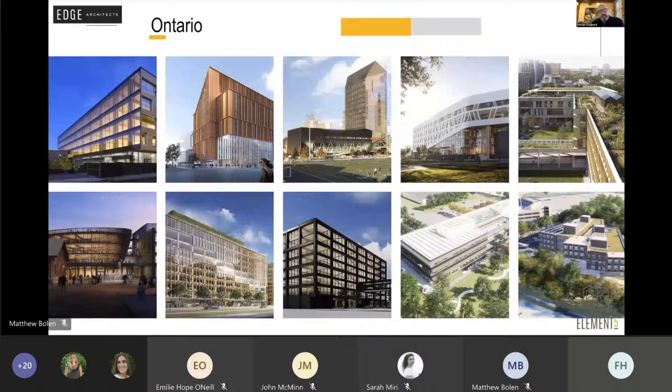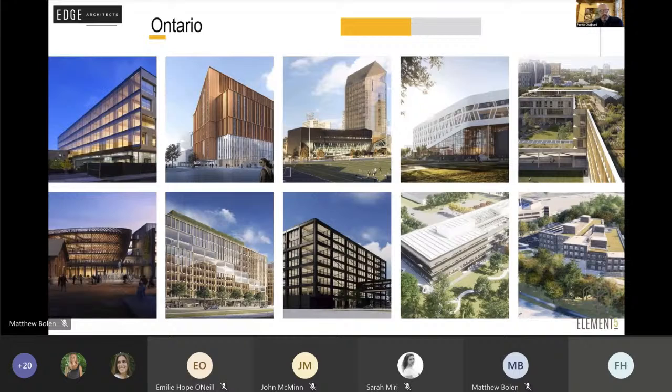So the wave of the use of these materials landed on the shores of British Columbia about 10 years ago and has made its way all across the country. And in Ontario, there's been a huge uptake in the use of prefabricated mass timber buildings. And what you're seeing here are just a small selection of the buildings that are in various stages of design, development, and construction.